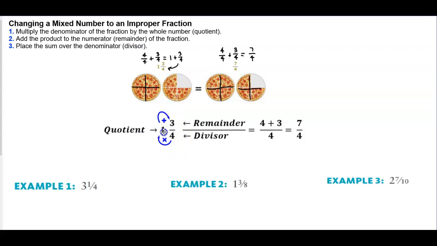Okay, so if you look here, we have the fraction 1 and 3/4. So we're going to take 4 and then multiply that by 1. When we multiply 4 by 1, we get 4. And then we're going to take that 4 and add it to the 3. So 4 plus 3 is going to give us 7 over the denominator of 4. And therefore the mixed number as an improper fraction is 7 over 4.